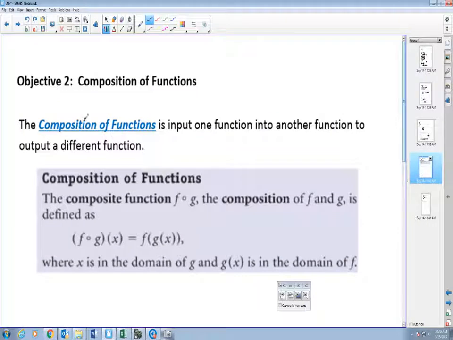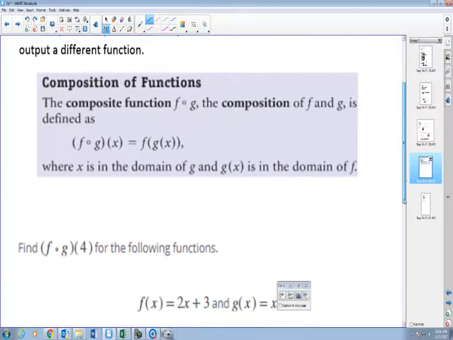Now, let's take a look at something called composition of functions. The composition of functions is simply referring to taking one function and actually plugging it into another function. So we are going to output something different. Okay, output a different function.